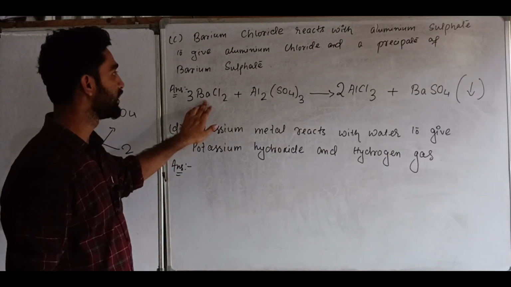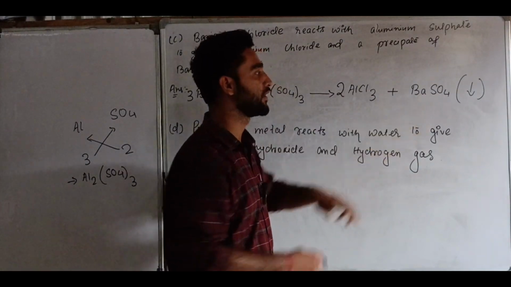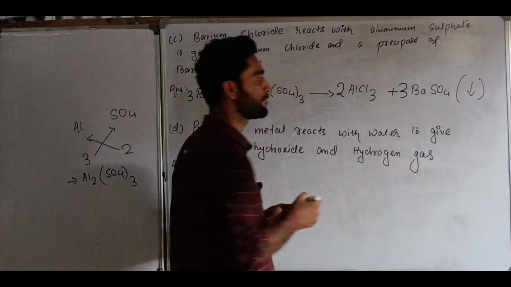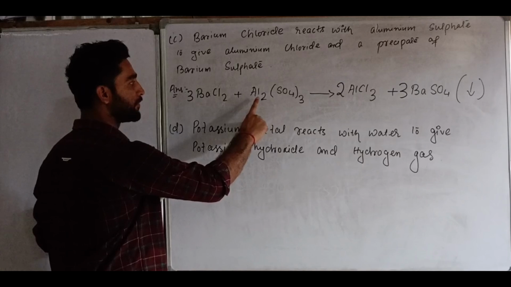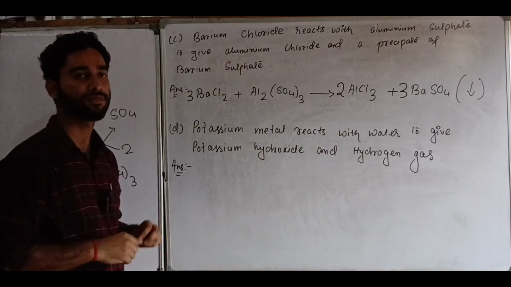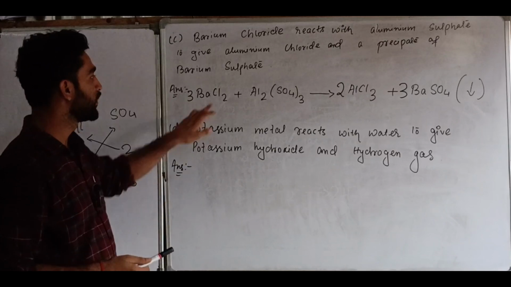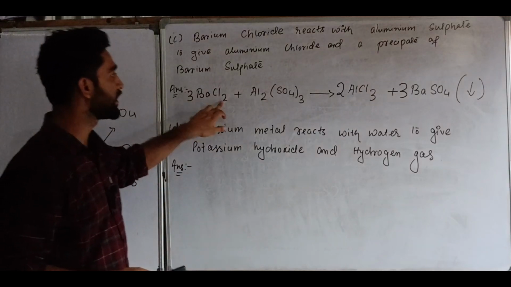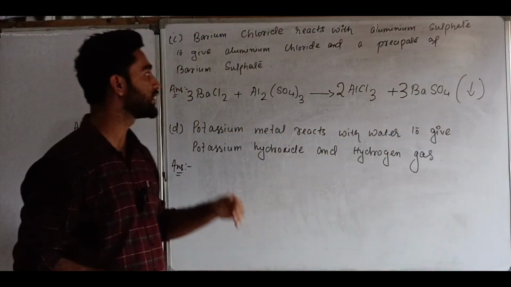This side barium is 3. This side barium is how many? 1. So put 3 here. Now check the aluminum. This side aluminum is 2. This side aluminum is 2. So metals are balanced. Now check the non-metals. So chlorine this side 3 2s are 6, and this side 6. Now check the sulfur.